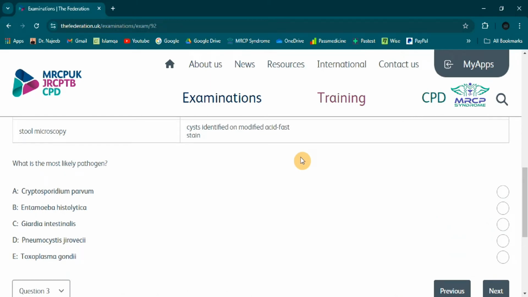What is the most likely pathogen? Cryptosporidium parvum, Entamoeba histolytica, Giardia intestinalis, Pneumocystis jirovecii, Toxoplasma gondii.